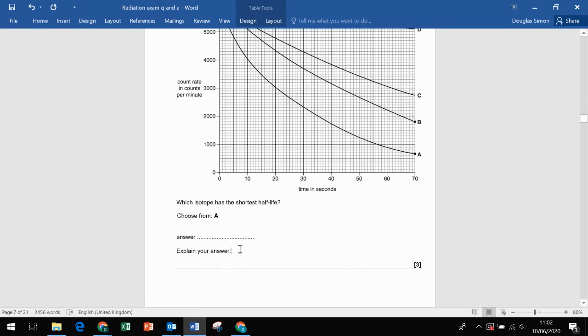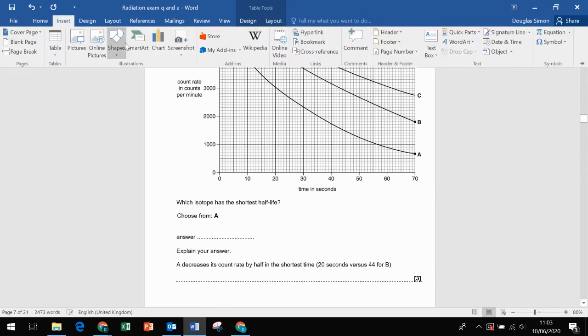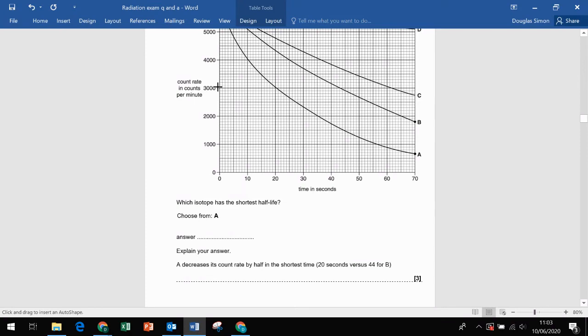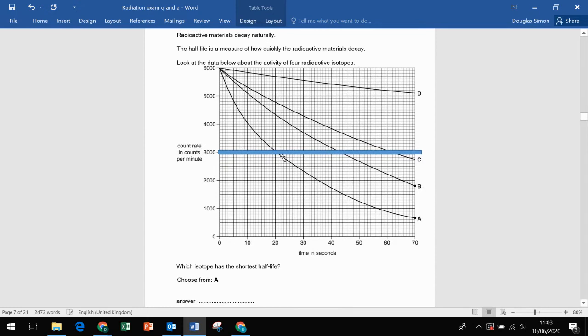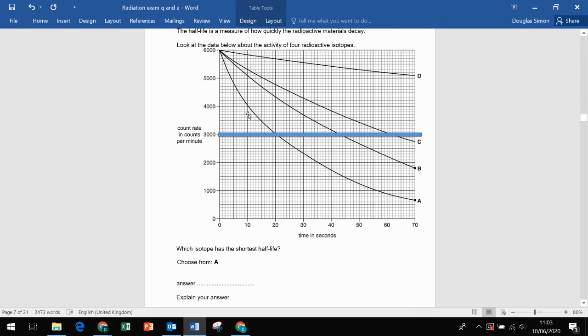And then explain your answer. So A decreases its count rate by half in the shortest time. And then maybe I would just quote a value from the graph, 20 seconds versus 44 for B. What I would actually probably do is draw on a line here, all right, to represent half the count rate, and then I'll say obviously A crosses this line the first and in the least time.